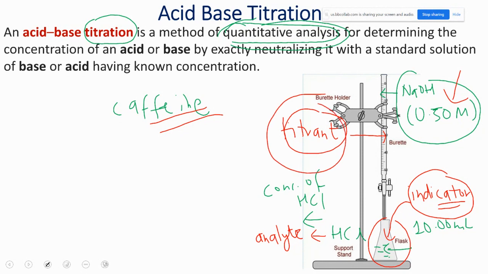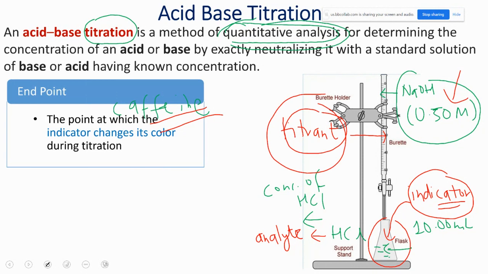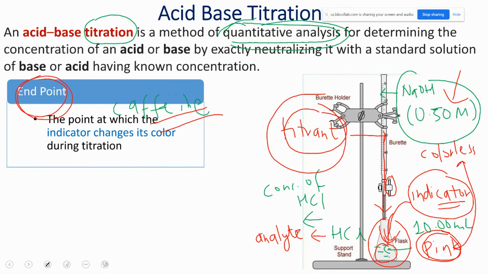So how does this work? Again, I'm not going to go into depth, but these are the two common terms you should be comfortable with: the equivalence point and the end point. So you put in the indicator, one or two drops, and let's say the color was pink. Then you start dropping this sodium hydroxide from the burette, 1 ml at a time, shaking it, and at some point you might start dropping dropwise, and there's going to be a point where that pink color goes to colorless. That point at which the indicator changes color is called the end point.